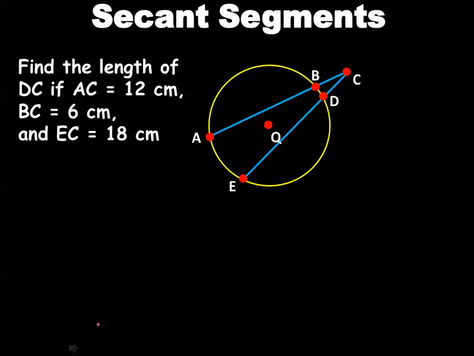Okay, let's do some practice problems. It says, find the length of DC if AC equals 12, BC is 6 centimeters, and EC is 18 centimeters. So AC, and it's kind of hard to label these because there's points in the middle, but I'll do it like that. And then BC is 6, and then EC right there is going to be 18.